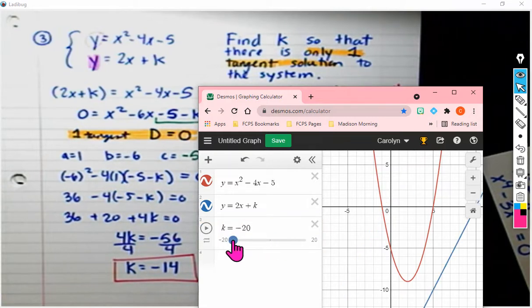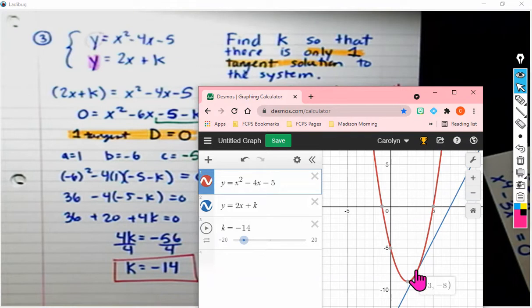No real solutions. No real solutions. Getting closer. 1. If you click on it, it automatically highlights the intersection. It also automatically highlights the vertex. Look at that. 1 real double tangent solution. Now, if I keep dragging k, 2 solutions, right? Because this is the only thing a line can do. It can cross a parabola twice, once, or none as I move that line.